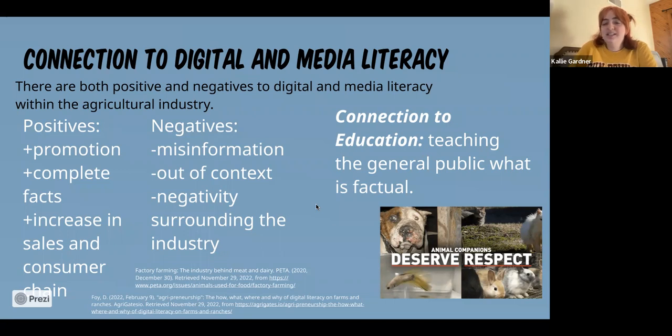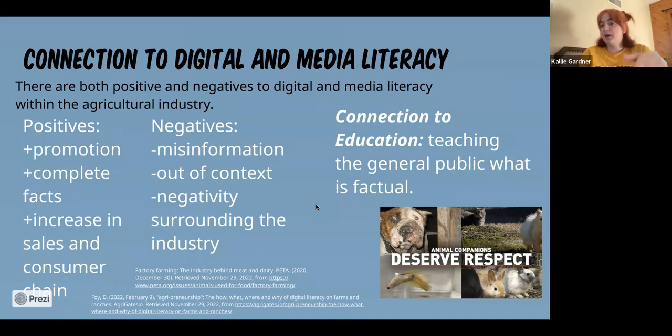Well, you're basically just teaching the general public what is actually factual. Being somebody who was a part of the agricultural industry and actually raised pigs myself, I know that it's hard to keep pigs clean. However, the picture that was given by PETA made it seem like it was just a job easy to clean, but they were just being neglectful.